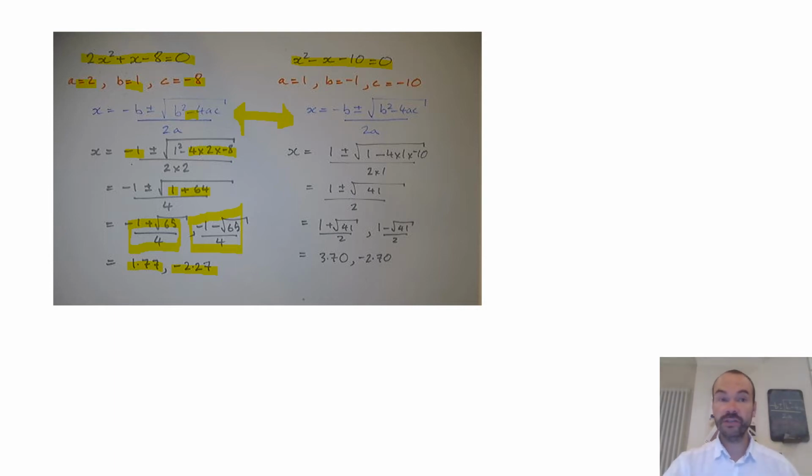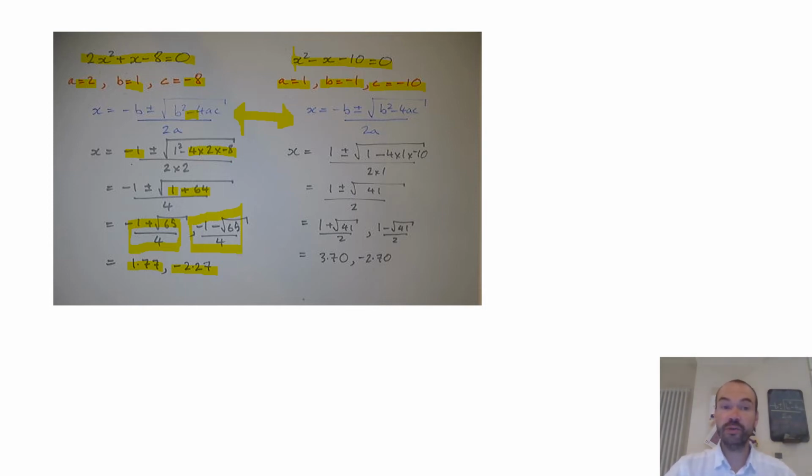So in this second one, 1x squared, so a is 1. If it's a 2x squared one or a 3x squared one, the value of a changes to 2 or 3 or so on. In this one, it's minus x, so b is minus 1, and at the end c is minus 10. So always the same quadratic formula, which you'll have to learn.